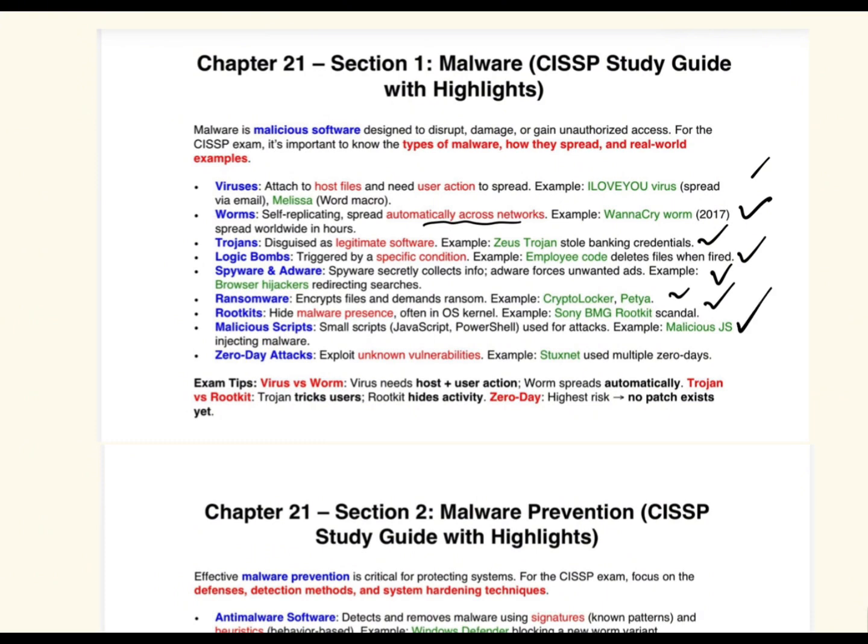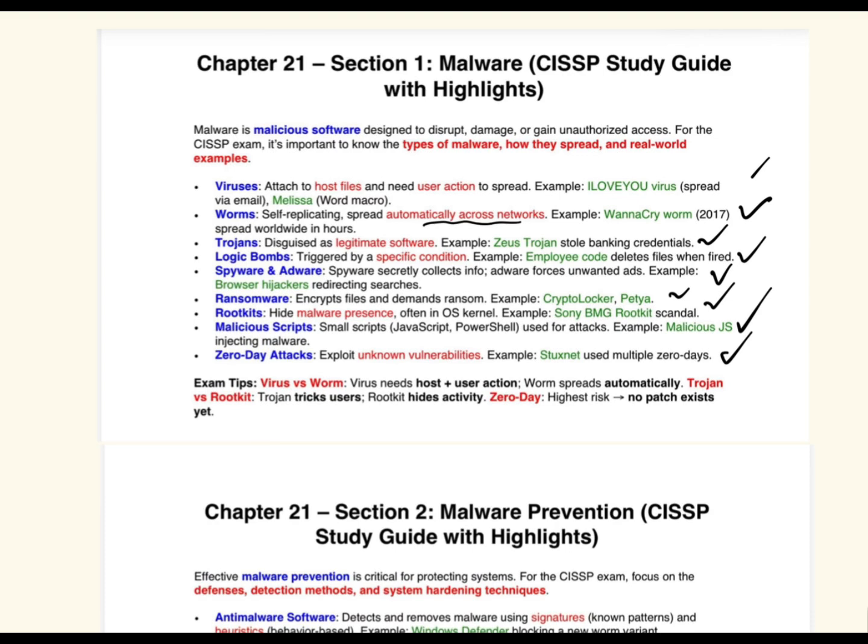Malicious scripts are small code snippets, JavaScript or PowerShell, used to inject malware into a website or system, such as JavaScript exploiting browser vulnerabilities. Zero-day attacks exploit unknown vulnerabilities before a patch exists. Zero-day is the highest risk because it is not fixed yet.